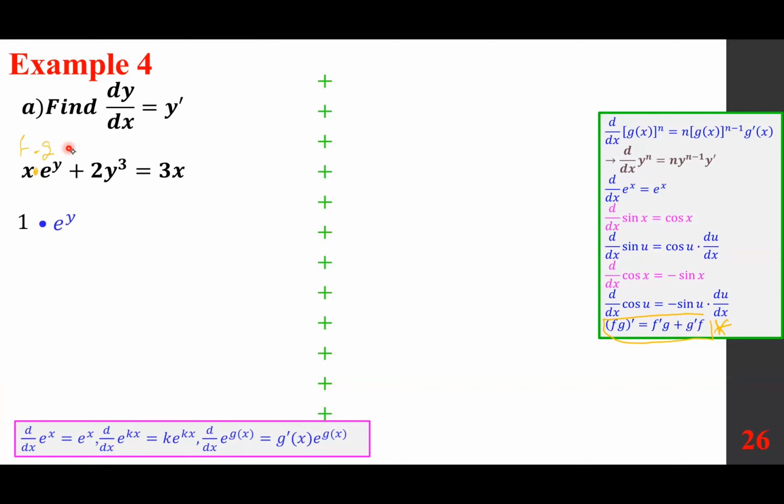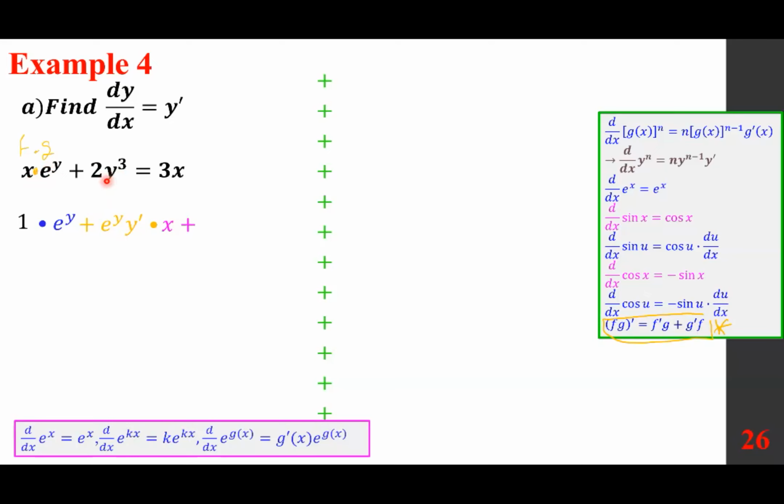What about e to the power of y? Please understand, in essence, you are dealing with the exponential function of e to the power of g of x. The derivative is e to the power of g of x times g prime of x. So the derivative of e to the power of y is itself times y prime. So e to the power of y times y prime, and then times x by the product rule. This is g prime f.